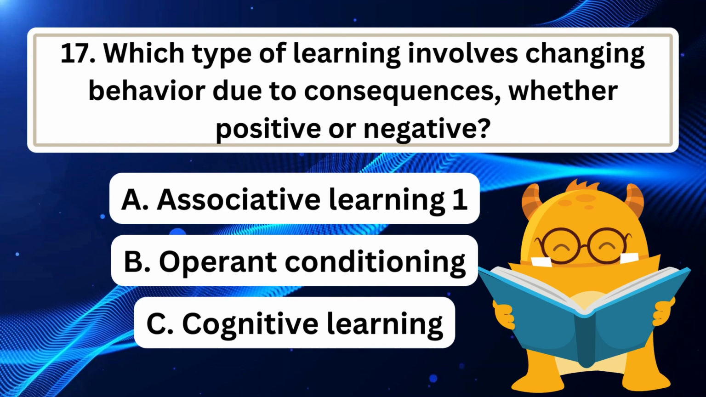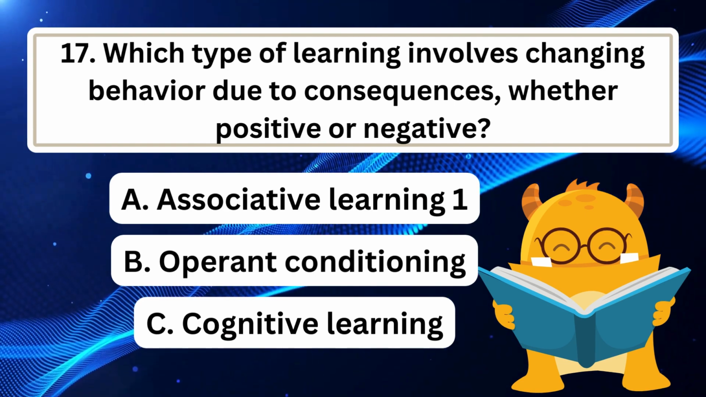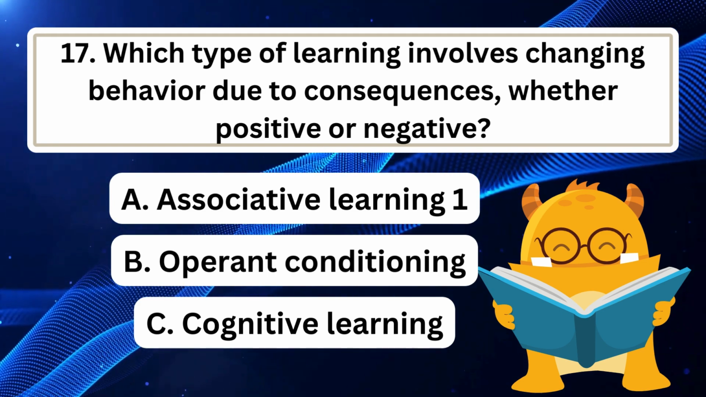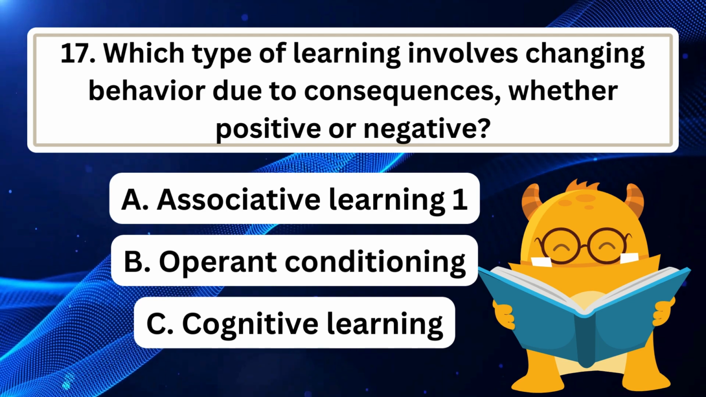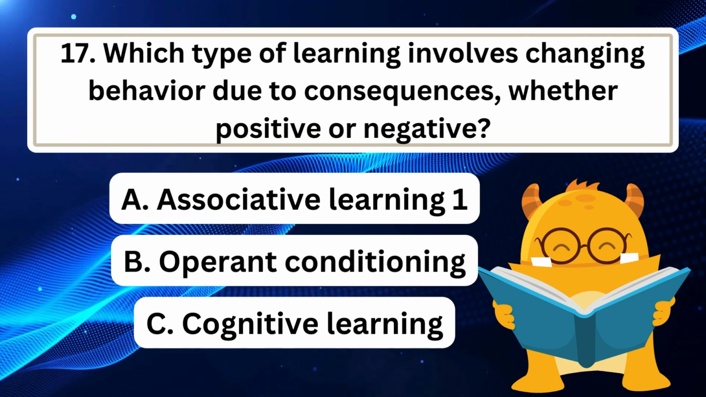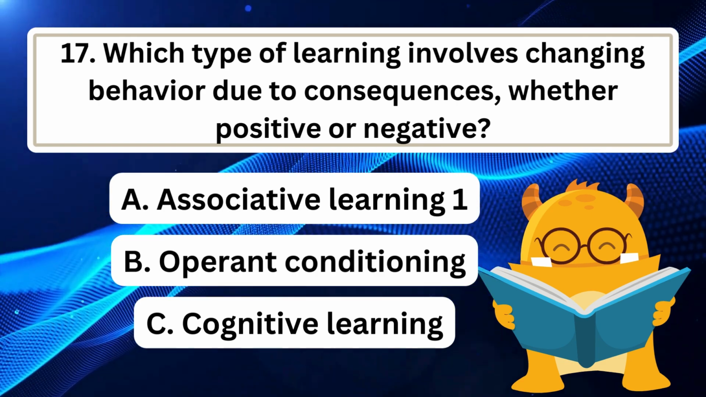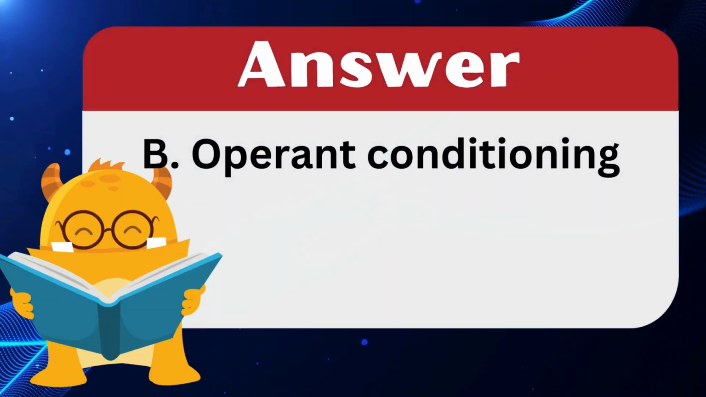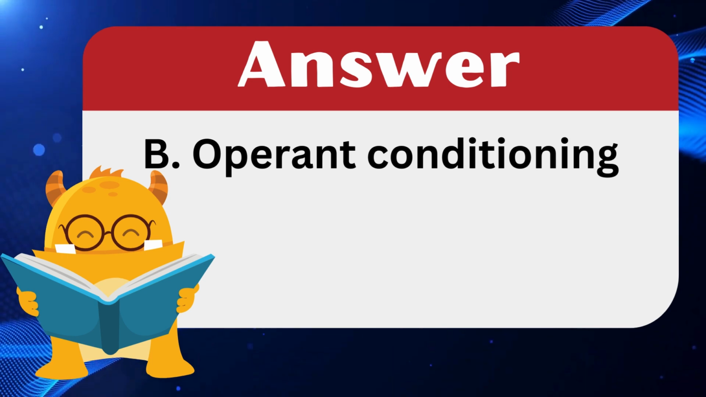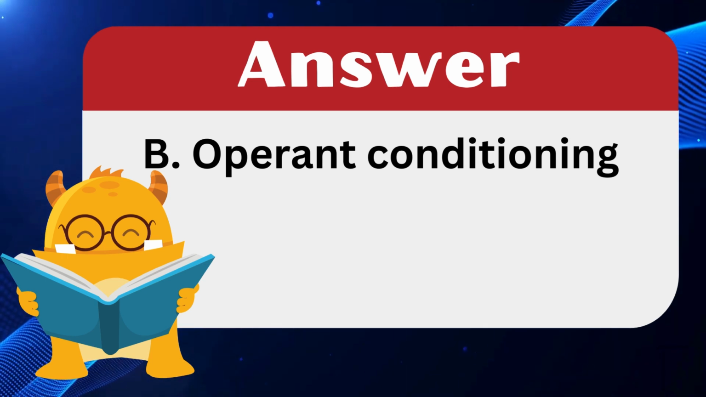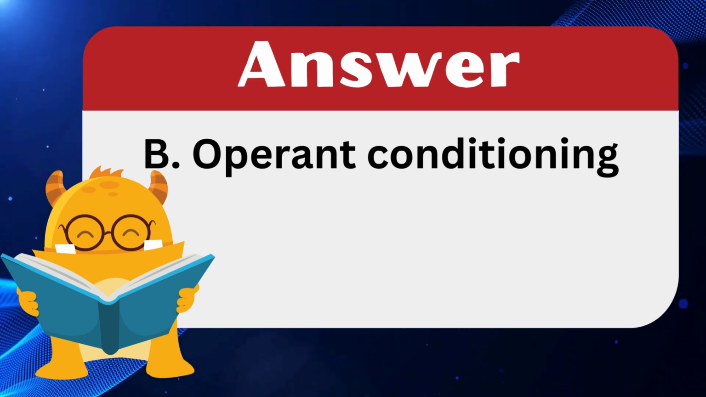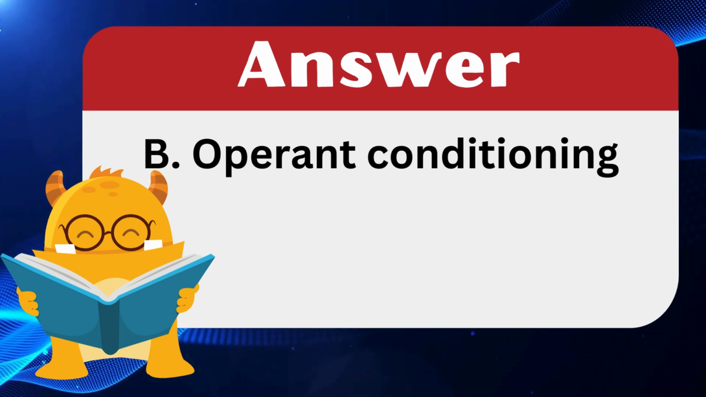17. Which type of learning involves changing behavior due to consequences, whether positive or negative? A. Associative learning 1. B. Operant conditioning. C. Cognitive learning. B. Operant conditioning. Operant conditioning focuses on learning through the association of behavior with consequences. It involves altering behavior based on the consequences that follow actions, either reinforcing behavior with rewards or discouraging it through punishments.